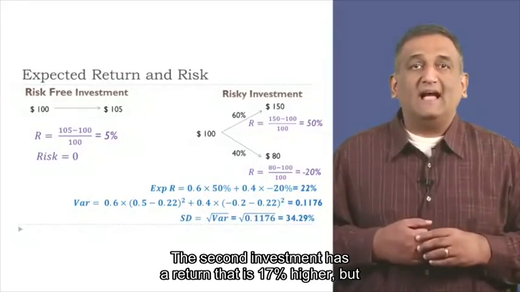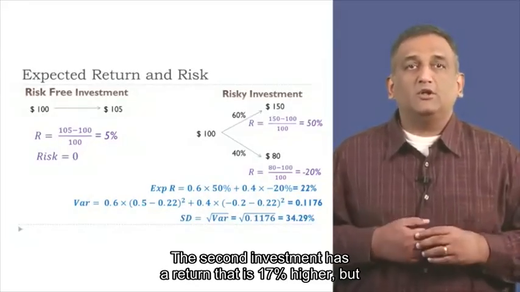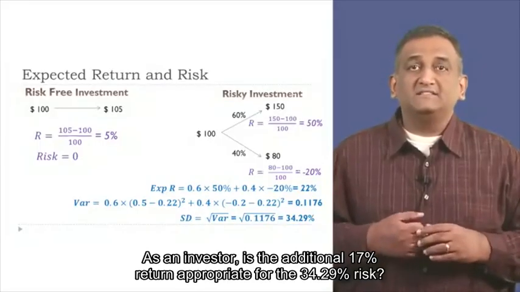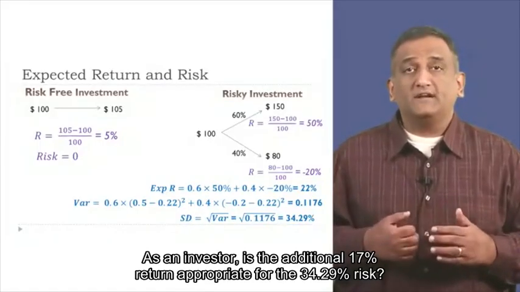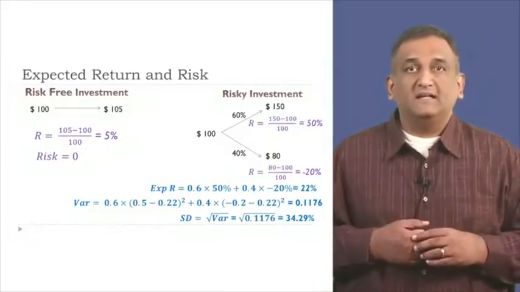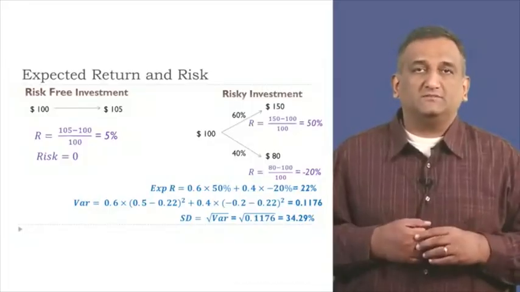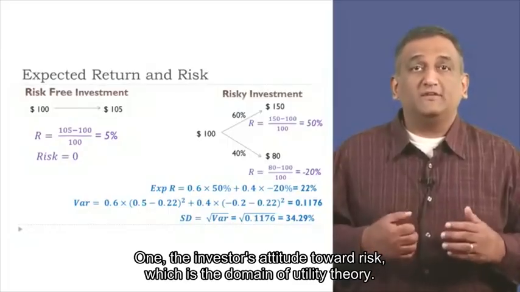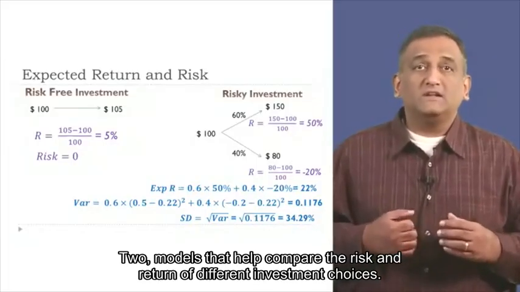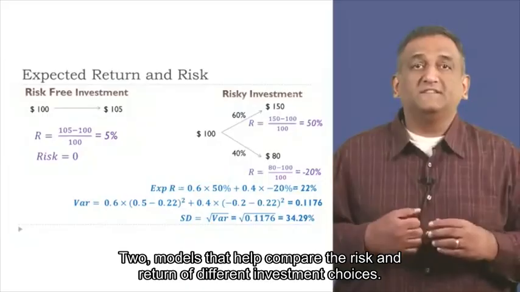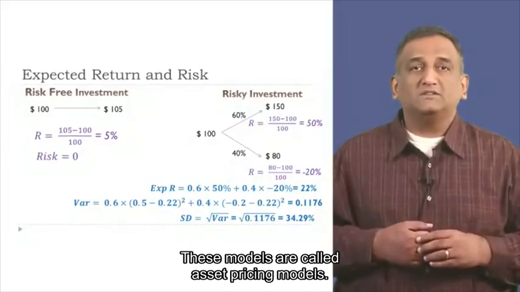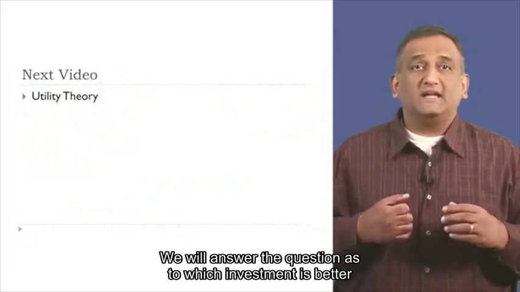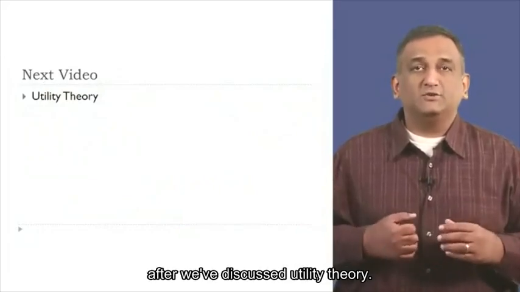The second investment has a return that is 17% higher, but also has a risk that is 34.29% higher. As an investor, is the additional 17% return appropriate for the 34.29% risk? The answer is that it depends on two things. One, the investor's attitude towards risk, which is the domain of utility theory. Two, models that help compare the risk and return of different investment choices. These models are called asset pricing models. We will answer the question as to which investment is better after we discuss utility theory.